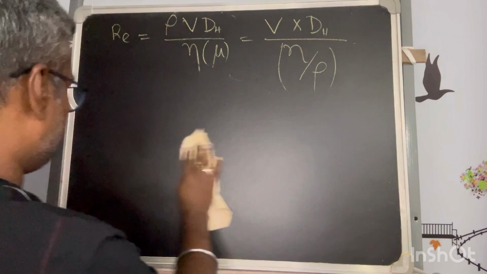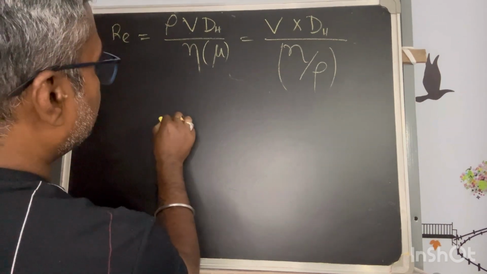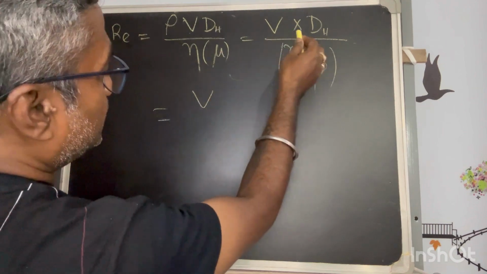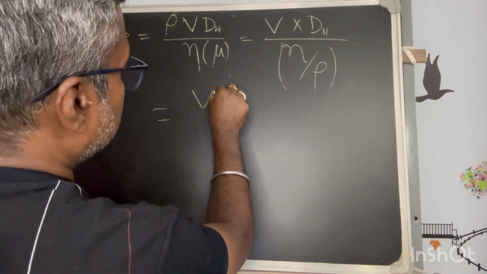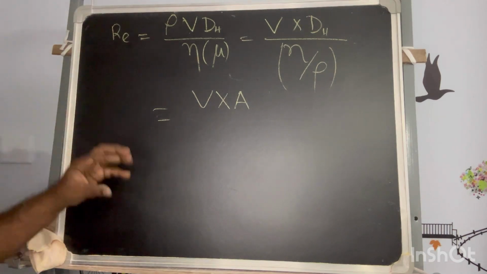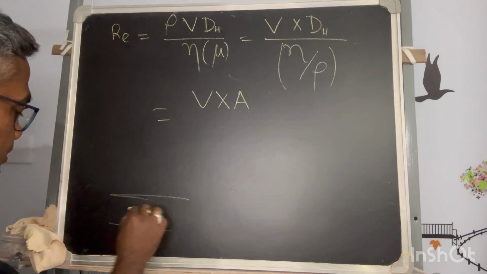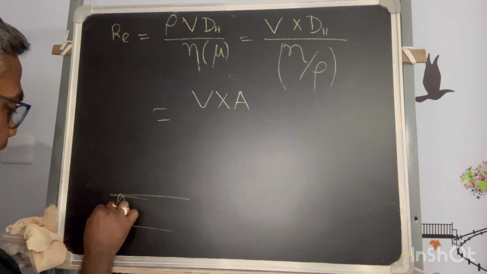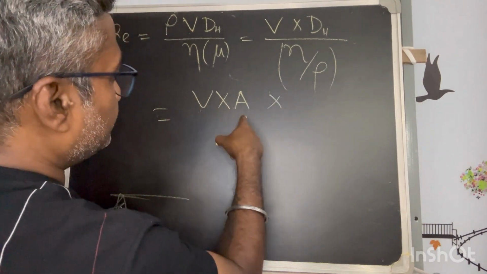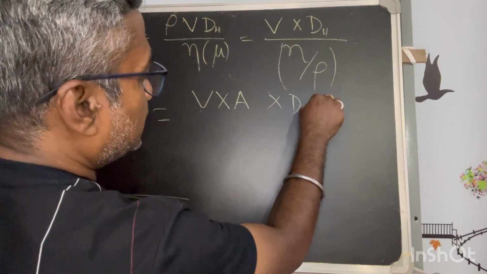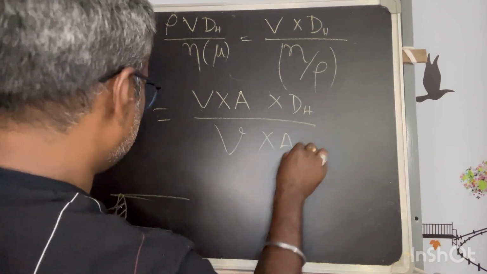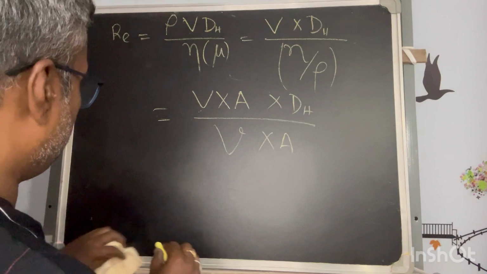Now this can also be represented in another form. If I further change this equation, if I multiply with the cross section of the flow path, let's say this is flowing through a duct and this has cross section A, so A into V. If I bring A into both numerator and denominator, so this into A. So now this will become what?